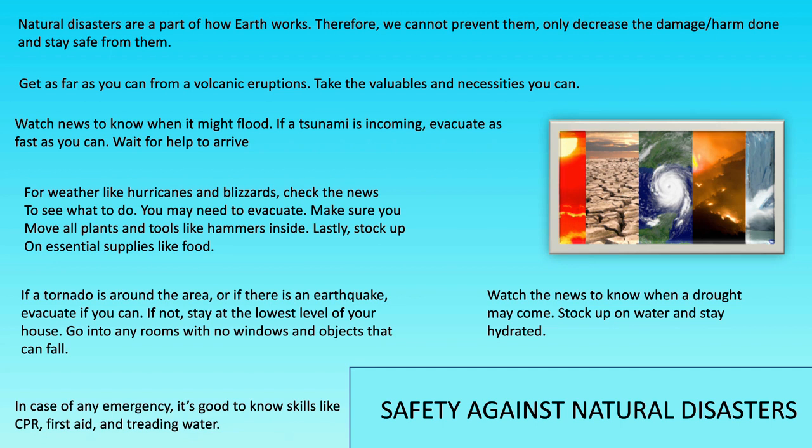For weather like hurricanes and blizzards, check the news to see what they do. You may need to evacuate, but if you don't, move all plants and tools inside that could cause destruction, and stock up on essential supplies. If a tornado or earthquake is in the area, then go to any rooms with no windows at the lowest level of your house. Watch the news to know if a drought might come and stay hydrated. And in case of emergency, it's good to know skills like CPR, first aid, or treading water in case of a flood or a tsunami.